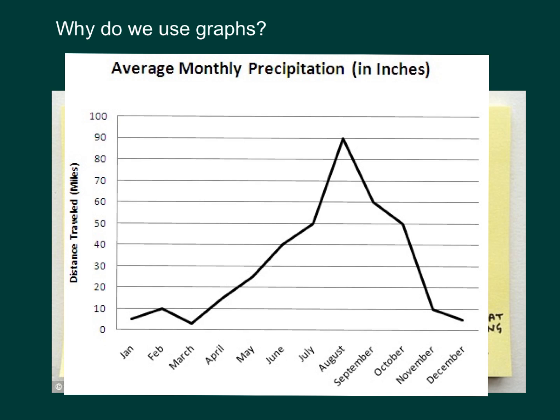Well, why do we use graphs? Without looking at huge sets of data, we can easily determine what the trends are, or, in other words, what the relationship is between the x and y axis. In this example, we can see the average monthly precipitation in inches over the course of time. So, January, February, March are pretty dry, and then it spikes in August here.